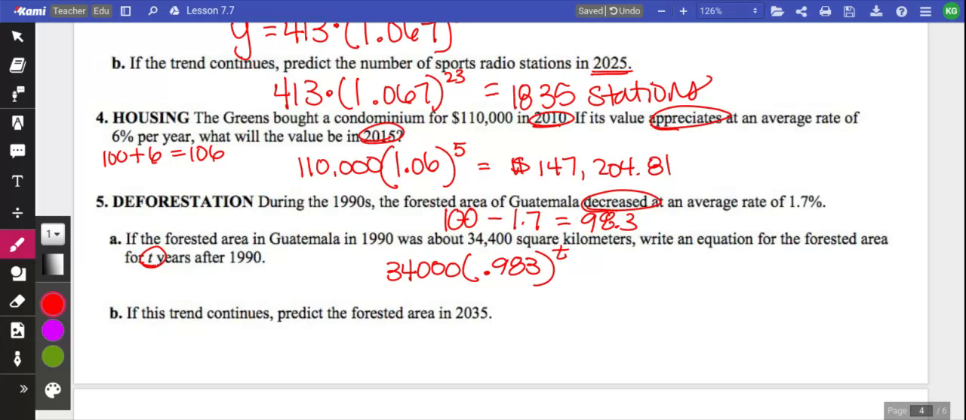Now for part B, they're telling us that if it started in 1990 and it's now the year 2035, 45 years have passed. So we're doing 34,400, I forgot a 4, times 0.983 to the 45 years. That leaves me with 15,902 square kilometers.